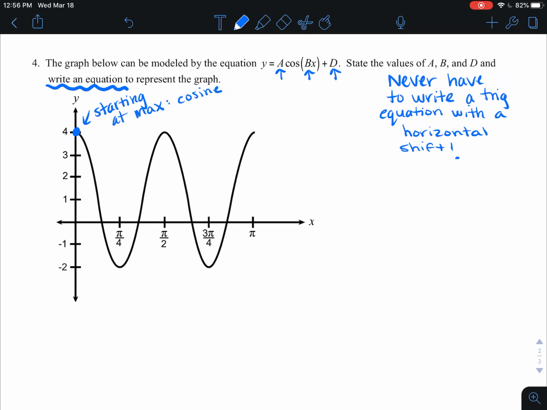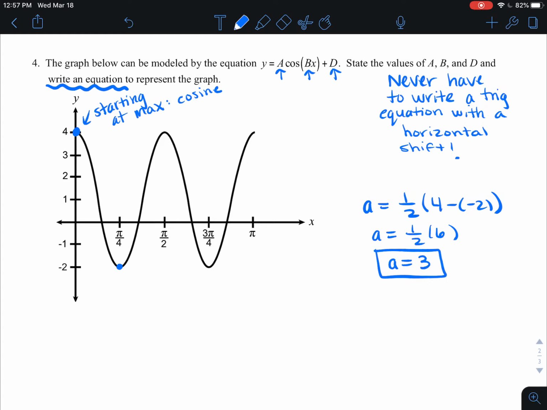Okay, now if it has a maximum of 4, now we need to identify where the minimum is, and the minimum is -2. So amplitude is always going to be half their difference. So 4 minus -2 means the overall distance of this curve is 6. So half of that is 3, which means the amplitude of this curve is 3. So they asked me to define A. Well, now I have A. So we did that part.